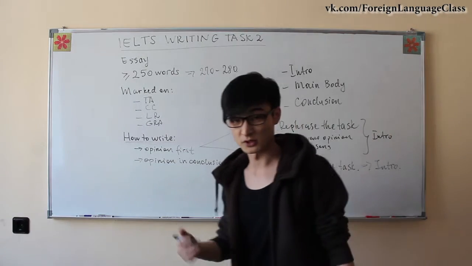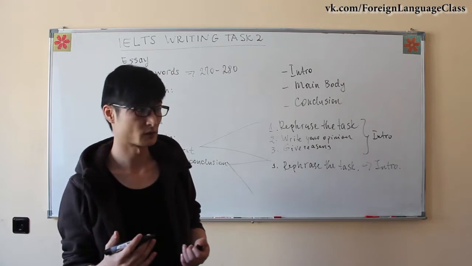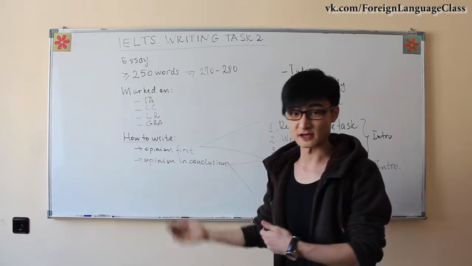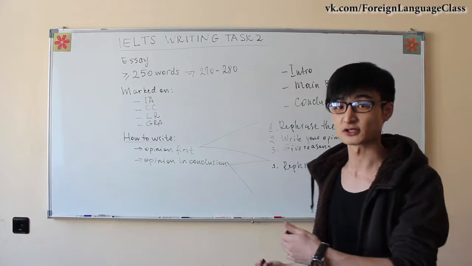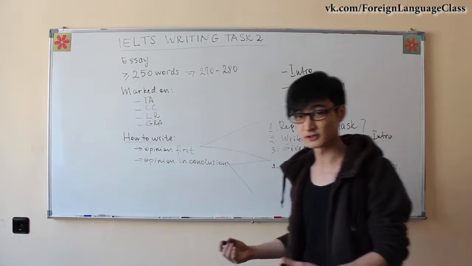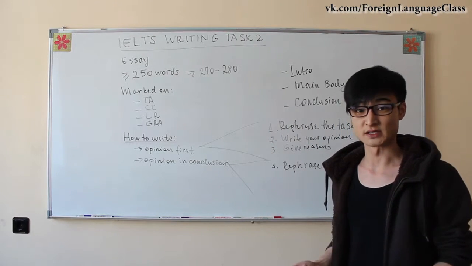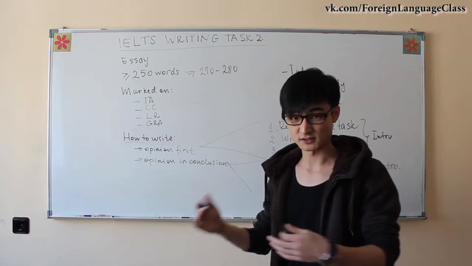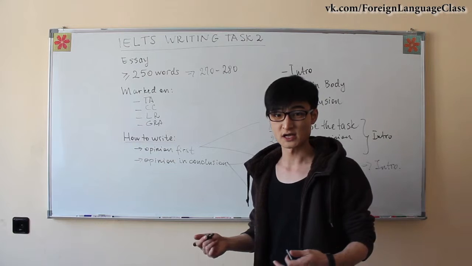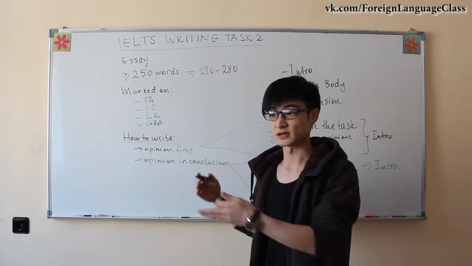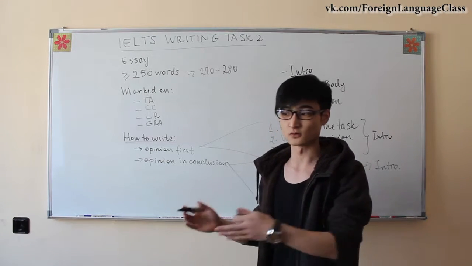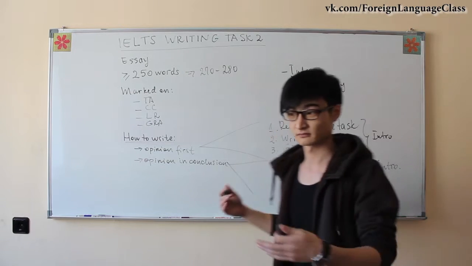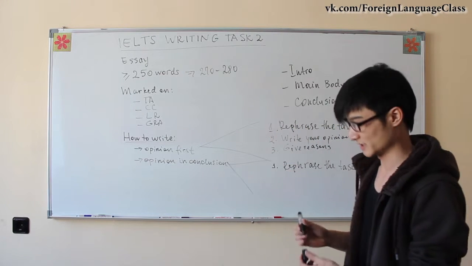Then, in the main body, you, for example, give advantages of gasoline cars and disadvantages of gasoline cars, and in the conclusion, you state your opinion. Considering advantages and disadvantages of gasoline cars, I think that gasoline cars should be banned, should be forbidden, or they should be allowed. So there are two different ways.